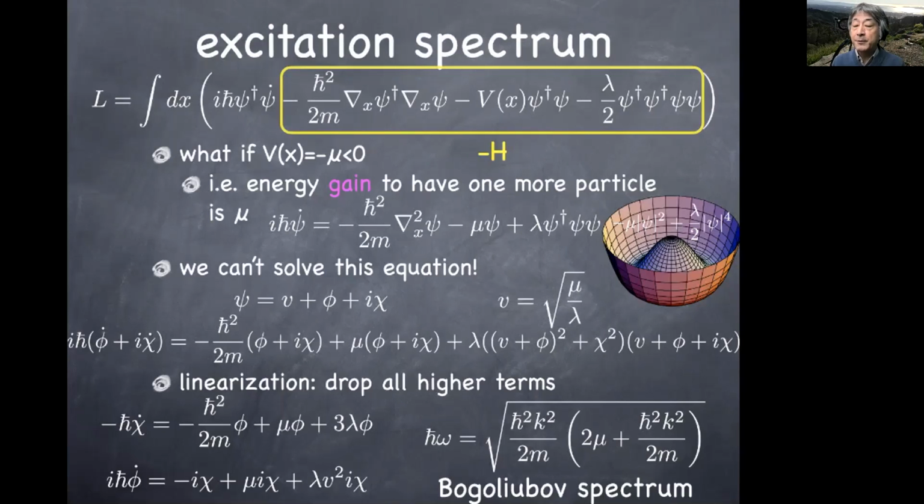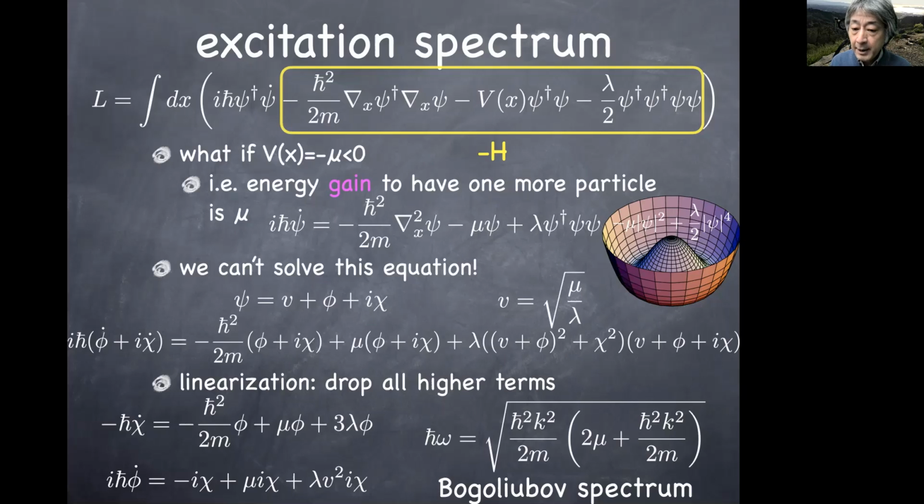So we use the classical field equation to identify the ground state of the system. And now you're using it again to look at the perturbation around the ground state to identify the excitation spectrum. And the spectrum we find from these linearized equations is what is called the Bogolubov spectrum.